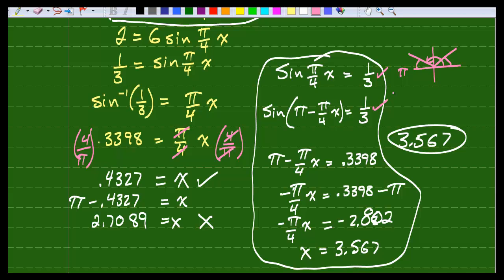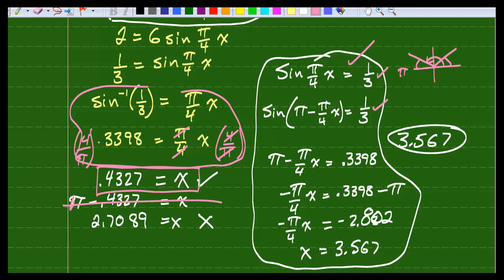We already know over here that the inverse sine of 1/3 equals pi over 4x. That's right here. That means 0.3398 equals pi over 4x, and we figured out correctly that x was equal to 0.4327. So that deals with this one. My error was over here. It's not pi minus what x is. It's pi minus what the angle was to get 0.3398. Right? So pi minus pi over 4x equals 0.3398.